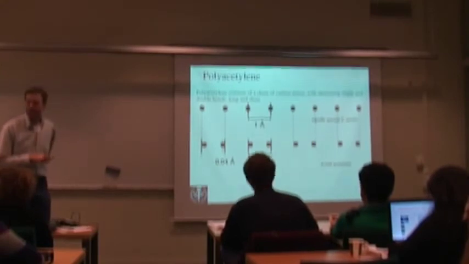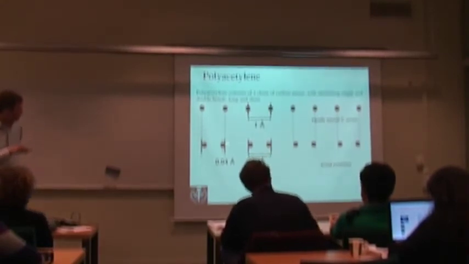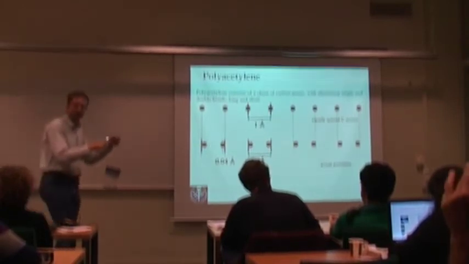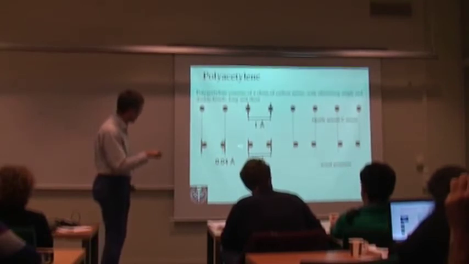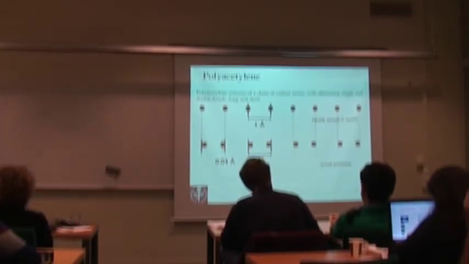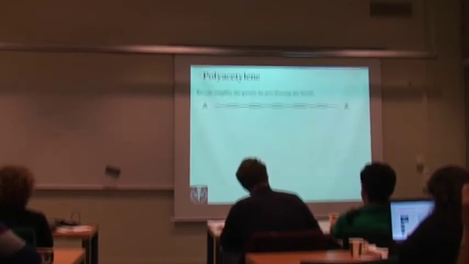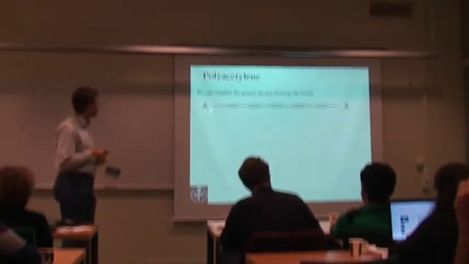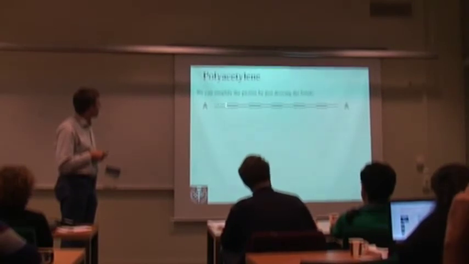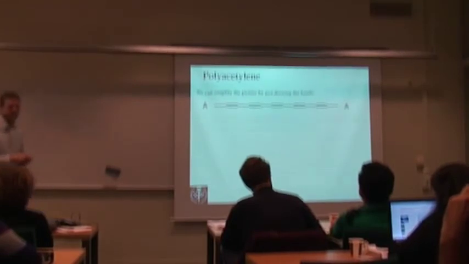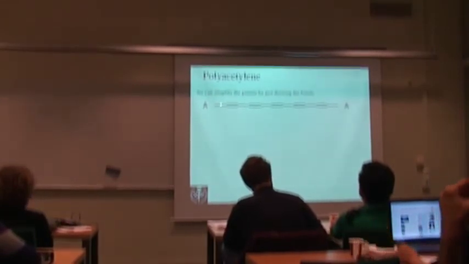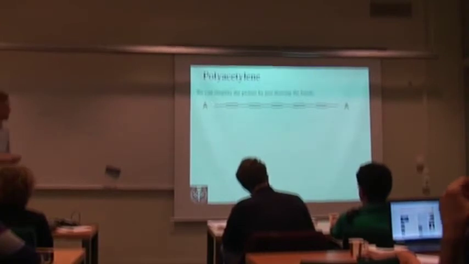Now I'm going to forget about drawing these dots, and I'm just going to write a single line if the bond is long, a double line if the bond is short, mainly because the closer ones are tighter bonds. There's a double bond there and a single bond between these two. So now my polyacetylene looks like this: alternating single bond, double bond, single bond. This corresponds to having these different carbon atoms with these different distances.